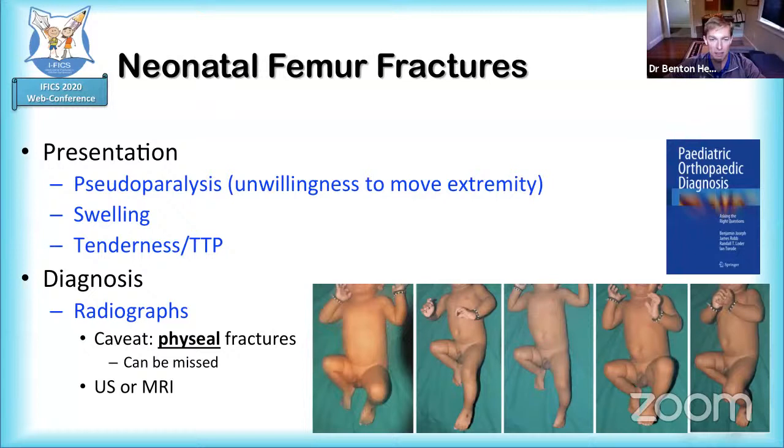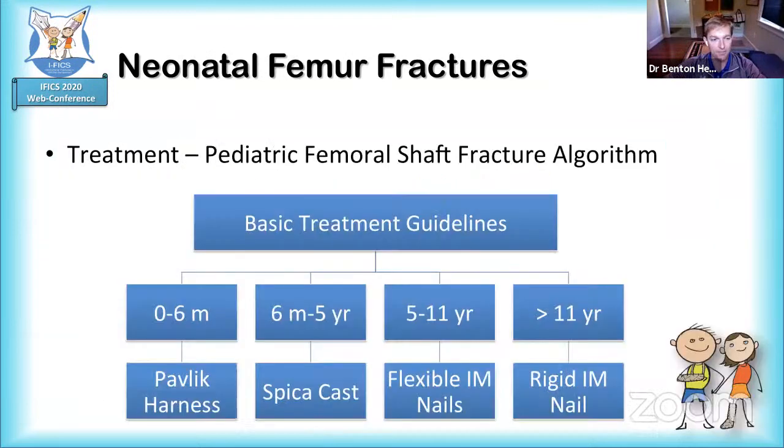In terms of the presentation, when we get called to the wards, we're usually assessing a case of pseudoparalysis, i.e. a child's unwillingness to move the extremity. Here's a nice diagram from a Springer textbook by Randy Loader and others showing this child's right leg not moving despite active movement in different positions with his left leg. So swelling and tenderness can be detected. And so simple radiographs essentially diagnose this, though physeal fractures can be missed. So sometimes there's a role for ultrasound or rarely MRI.